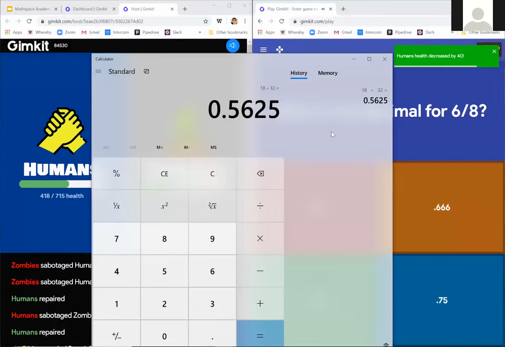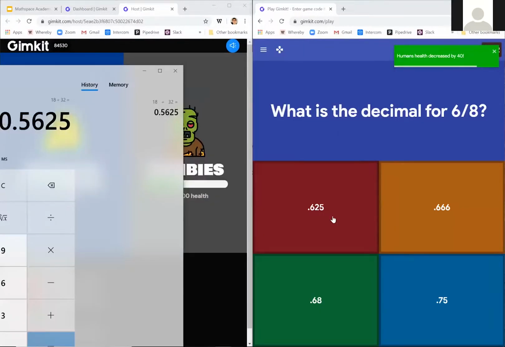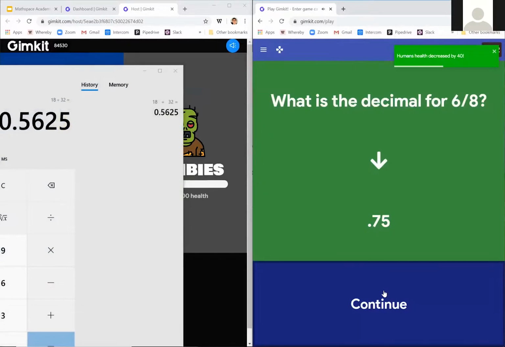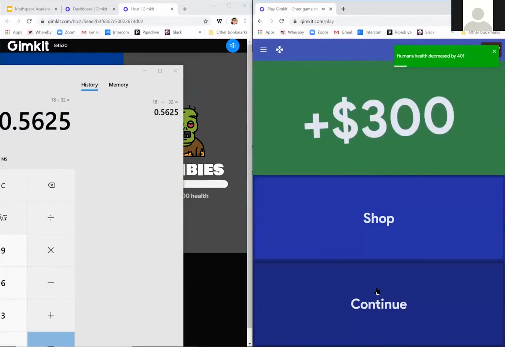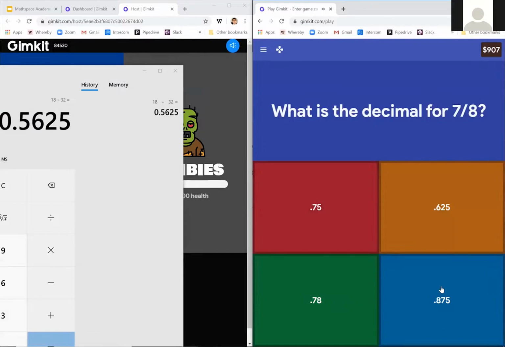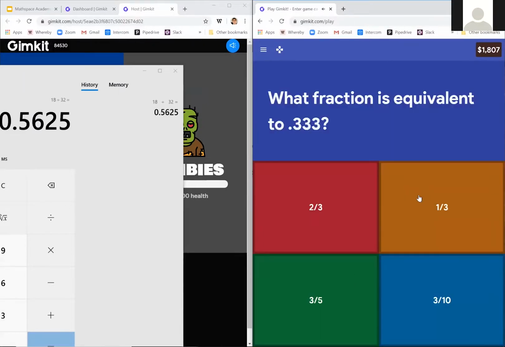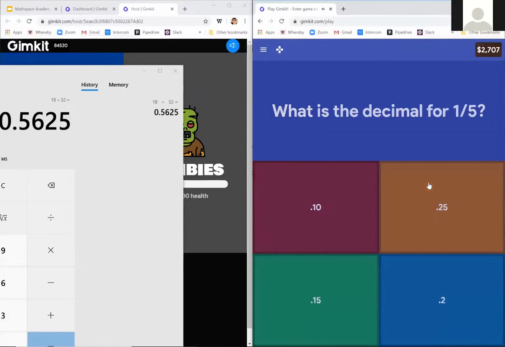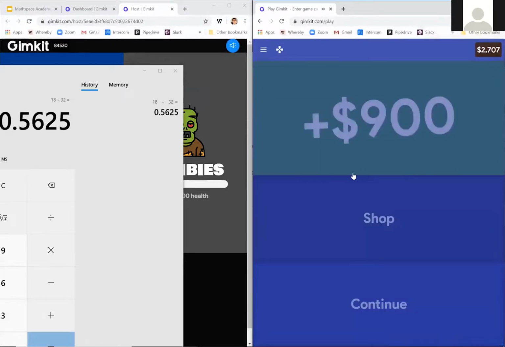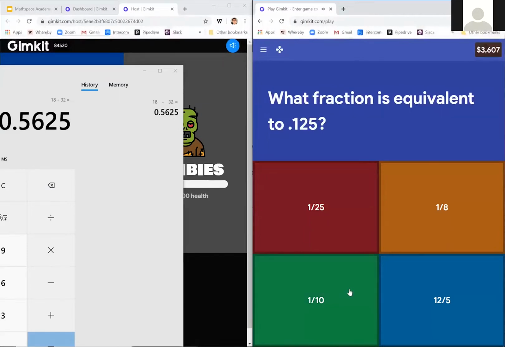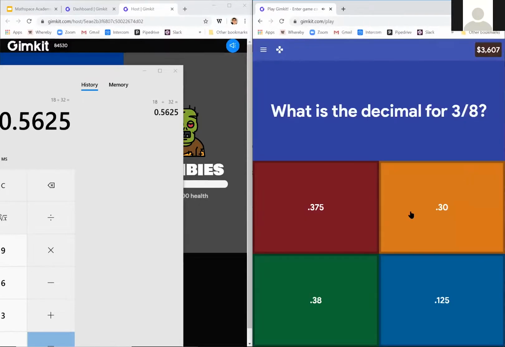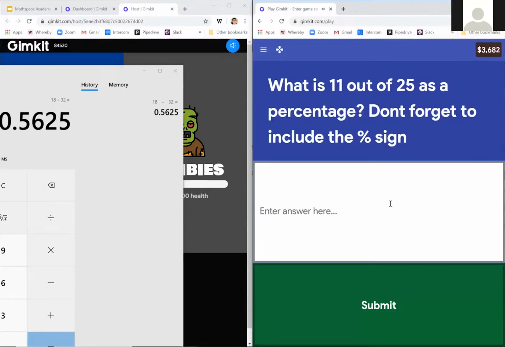Deduct their health. What is the decimal for 6/8? Oh, no. Quarter. I just guessed that one. Decimal for 7/8. Fractions equivalent to 0.125. Oh, baby. This one. No, it's the 8th one. What's the decimal for 3/8? This one. It's 11 out of 25. 50. Yeah. Oh, I forgot the percentage sign.